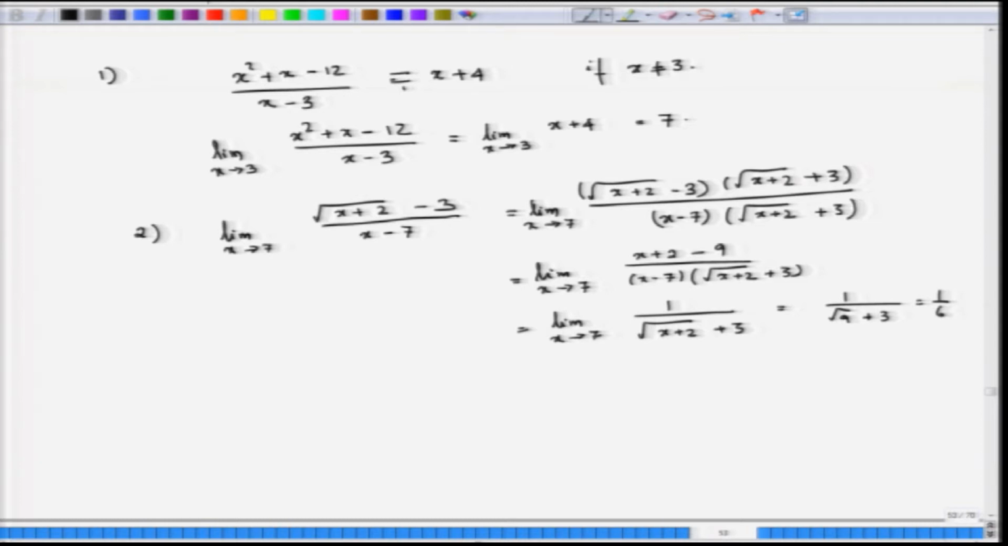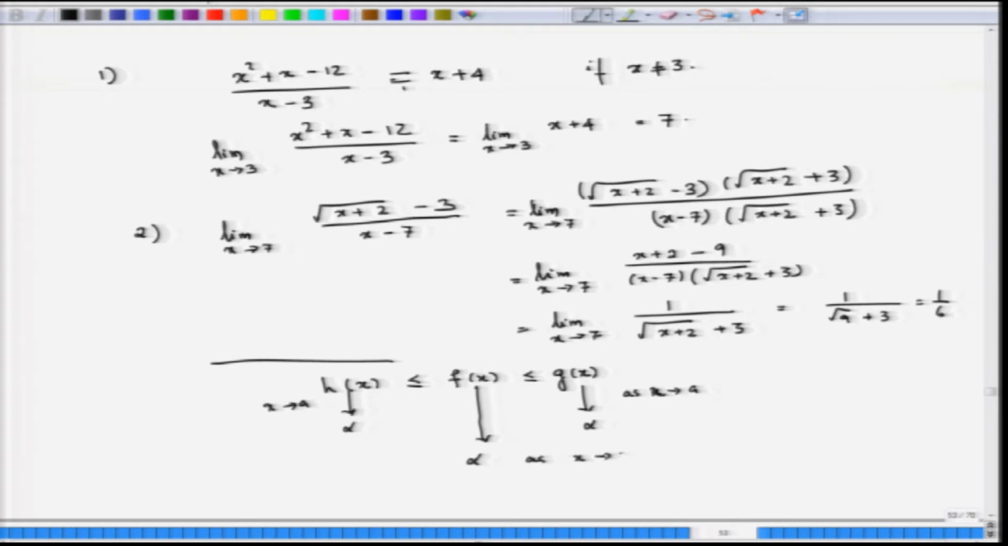So, there are various other ways one can compute the limit. One of the very important techniques to find the limit that we have seen is the squeeze theorem or sandwich theorem. So, what does it say? It says that if h of x is less than or equal to f of x is less than or equal to g of x, and h goes to a limit alpha as x goes to a, and g goes to the same limit alpha as x goes to a, then f has no other choice, but it has to go to alpha as x goes to a. This is the sandwich theorem. So, let us see one application of this theorem.